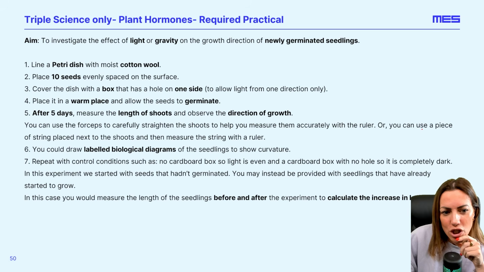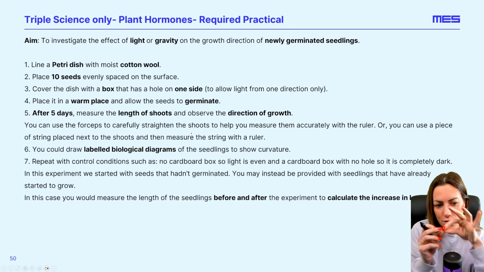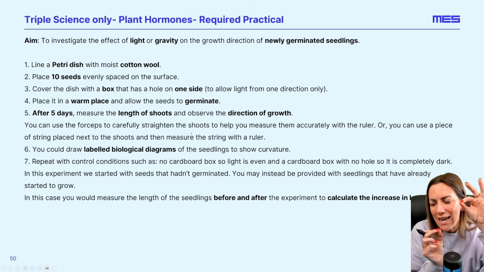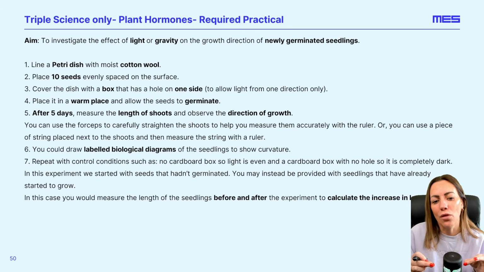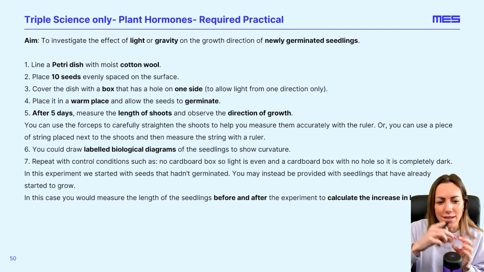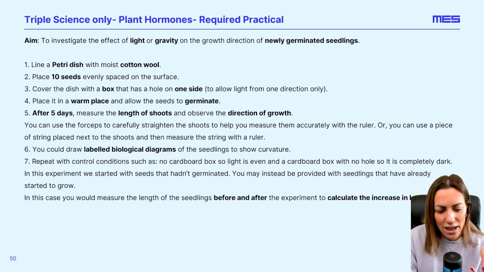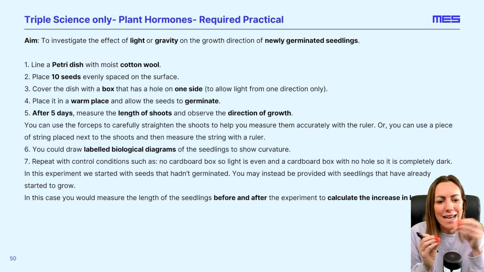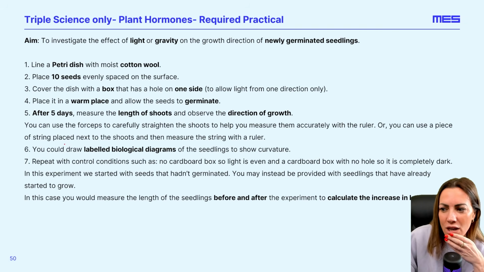Or the other thing you could do is use a piece of string placed next to the shoots. So measure it with the string, because string is bendy, and then place your string on the ruler to measure the length of the shoots. You can just say use your fingers to straighten the shoots so you can measure them accurately. Or maybe even use one of those flexible tape measures that bends. You could also draw some biological diagrams of the seedlings to actually show the curvature. That's optional. You might have done that in school, you might not.